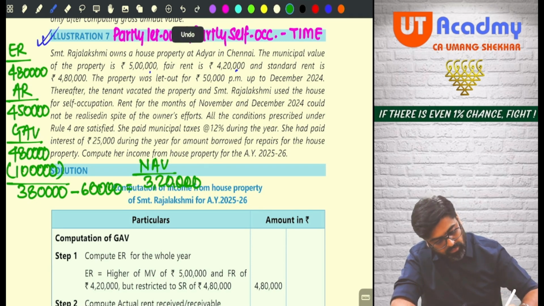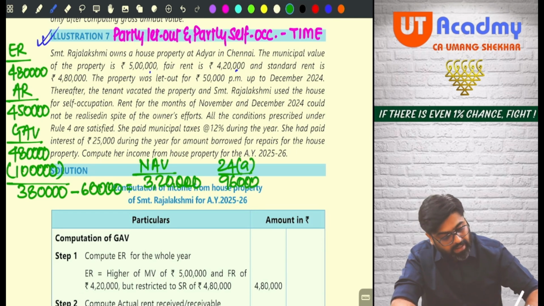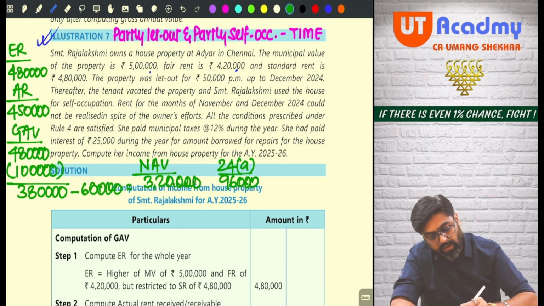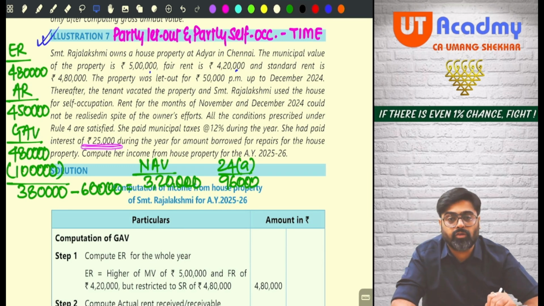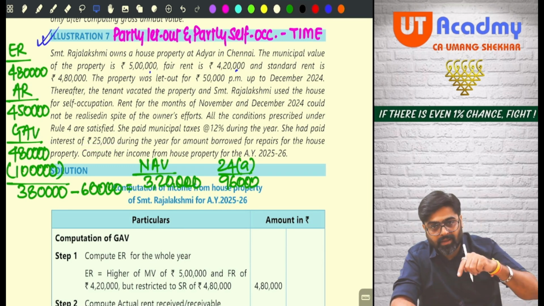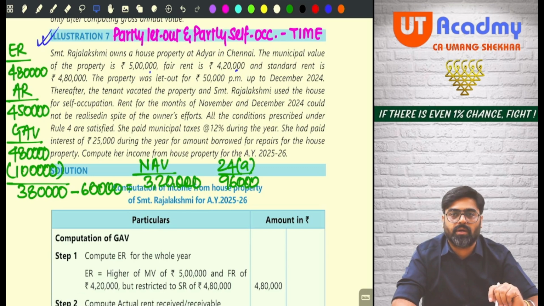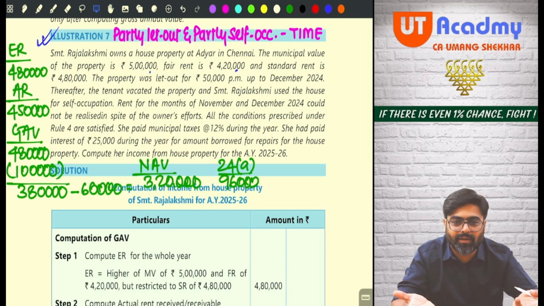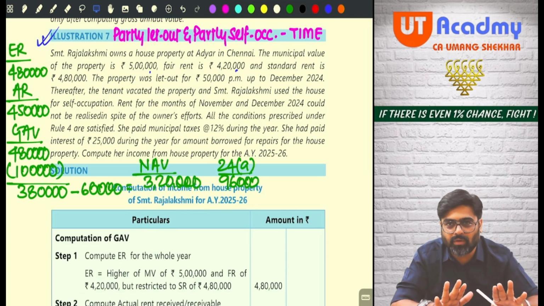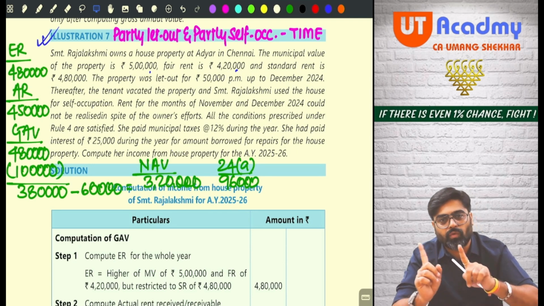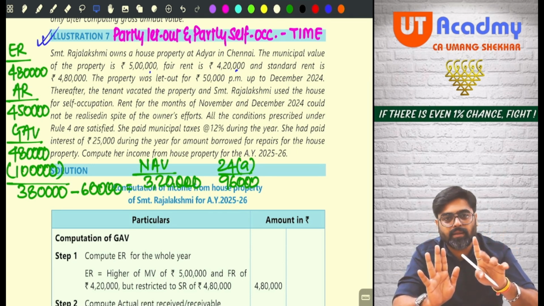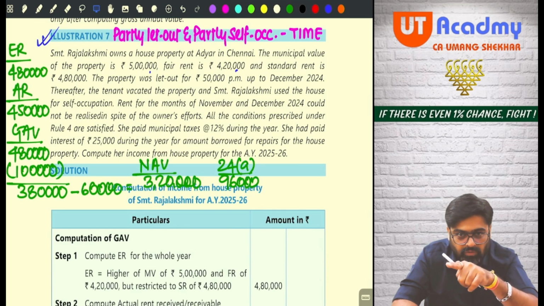Section 24 clause A, standard deduction will be 96,000. And sir, there is one loan which I have taken for this house. Interest on that loan is 25,000. But this loan was taken for repairs, sir. So what? It is a housing loan only, no? Whatever interest you have paid, that entire interest will be allowed because the property is what?